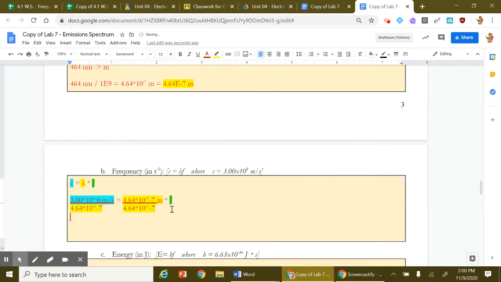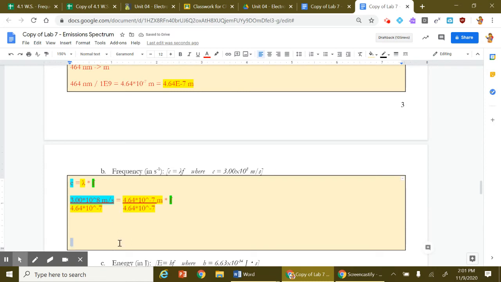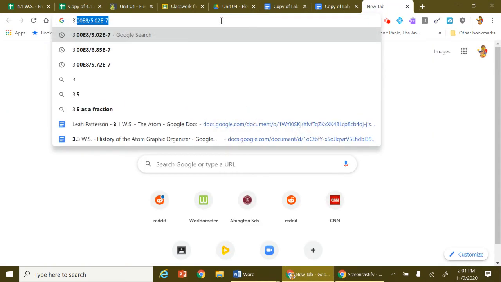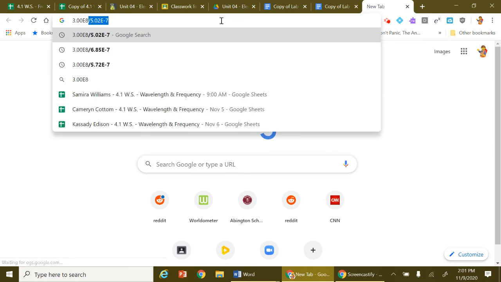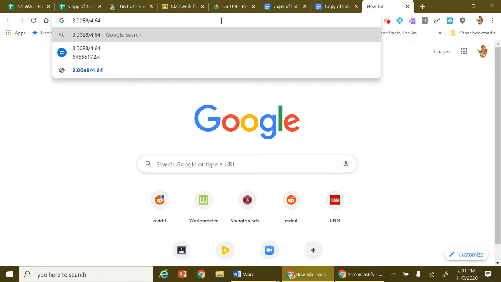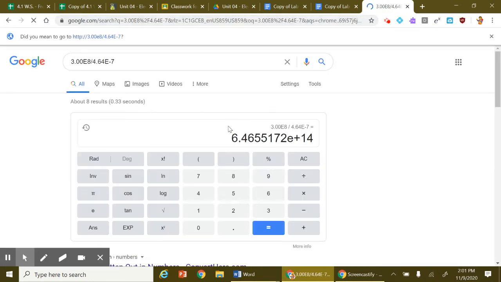And on this side, we are going to get frequency equals 3 times 10 to the 8th divided by 4.64 times 10 to the negative 7th. Now, here's how I would do the math on this. I would open up another Google search bar, and I would do 3.00 times 10 to the 8th divided by 4.64 times 10 to the negative 7th. I would use E values instead of doing the times 10 raised to the. Using E is just much easier on a computer or calculator.